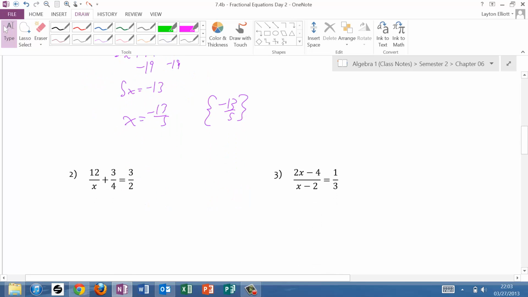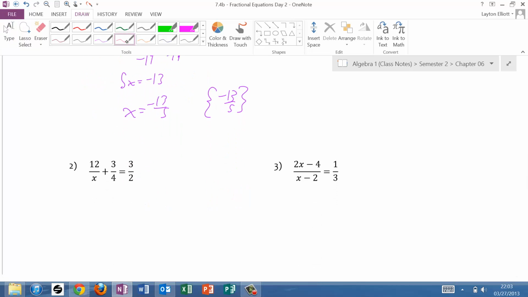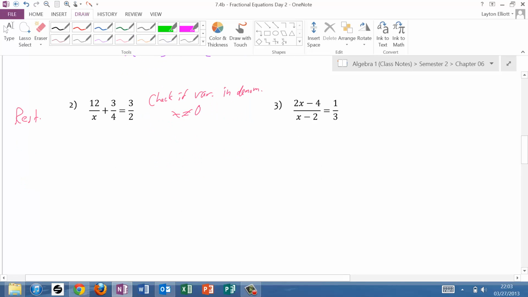So that's kind of one of the ideas. The other thing we have to be careful about is that we actually go back and check our answers if we have a variable in the denominator. For instance, in number 2, we know that x could not be equal to 0. So one strategy is actually to state that at the start, which is a very helpful thing to do, and you're going to see why that's true. So I'm going to state a restriction here of x cannot be equal to 0.